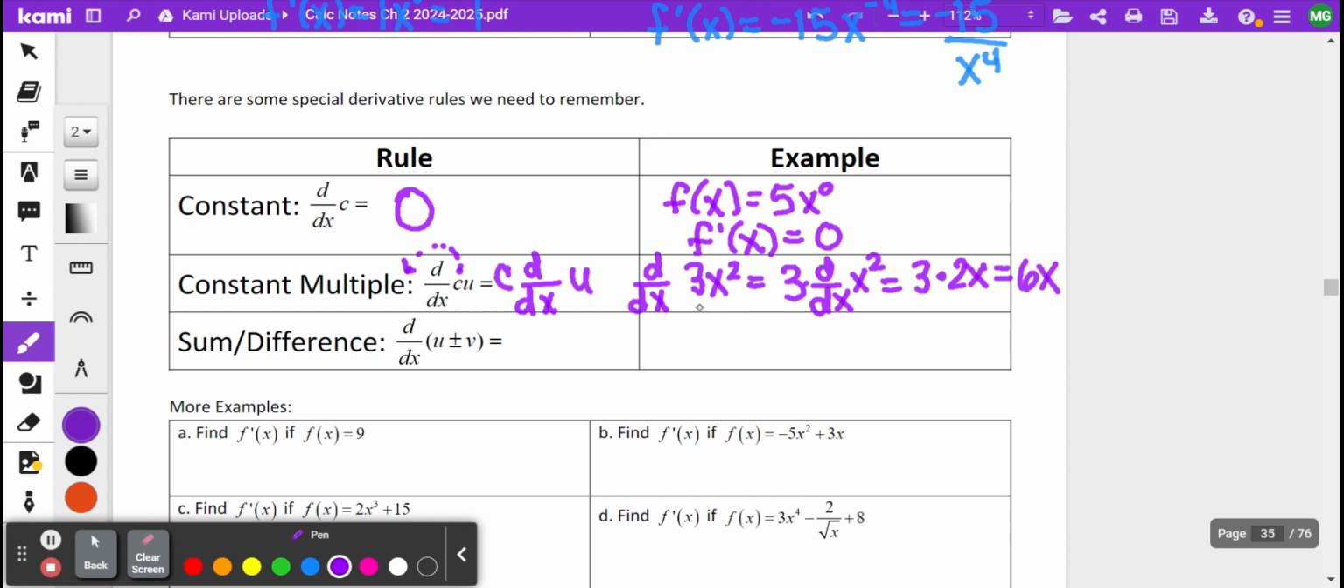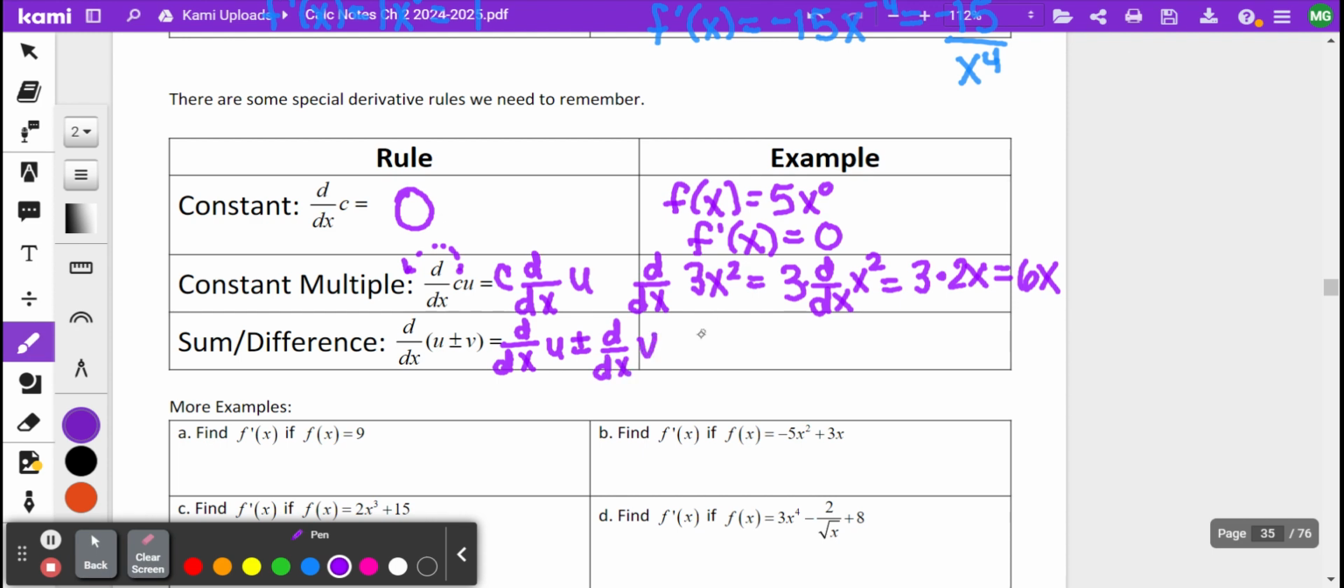Okay. And the sum and difference rule is going to be very simple. What we're basically saying is if you're deriving a function that has multiple terms, essentially derive each and every term and then either add or subtract them.